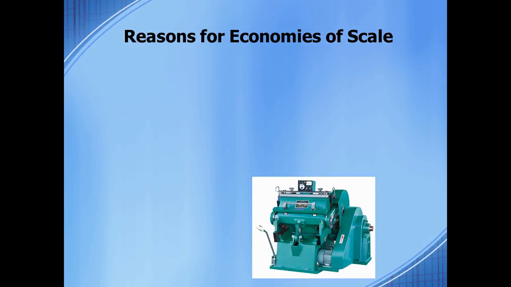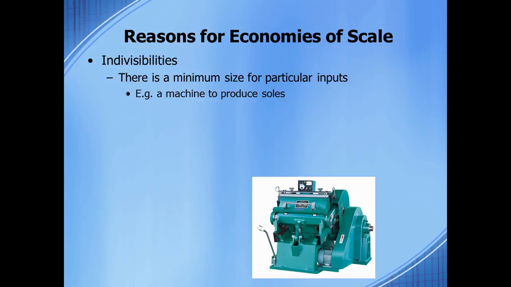If we think about economies of scale, we think about indivisibilities. Now we've got the picture here on the bottom of this shoemaking machine. There's a minimum size for particular inputs, for example the machine to produce these soles. There's no sense in having a large machine at a plant unless you actually have a minimum number of products to produce. So a firm needs to have a certain production level for it to be able to make use of that input, and it only becomes economical if you can actually make a reasonable amount of shoes.